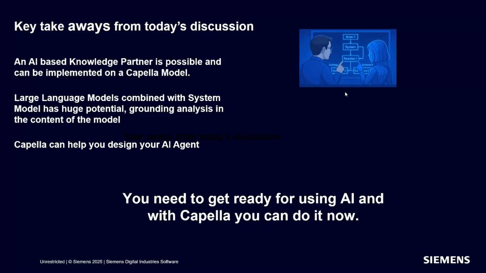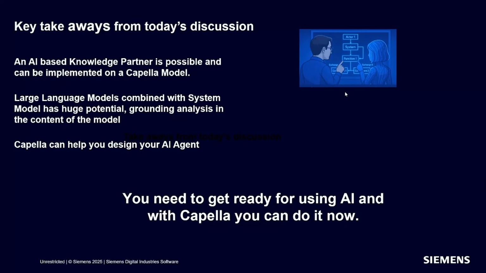And then basically, I just wanted the key takeaways here. I want to say that an AI-based knowledge partner is possible and can be implemented on a Capella model. Actually, the Capella model makes it wonderfully easy to work on because it is a very detailed data model. And I thank Thales for being very strict on basically saying nothing goes on a diagram if it's not in the model. That's a wonderful feature of the Capella tool, that it has all the details on things in the model. Large language models combined with system models have a huge potential. Grounding analysis in the content of the model basically keeps you away from hallucinations.